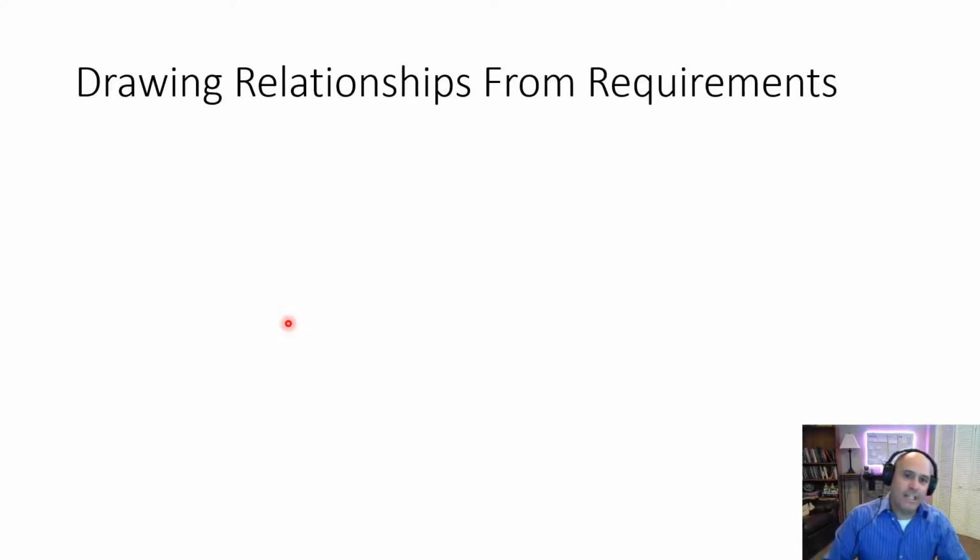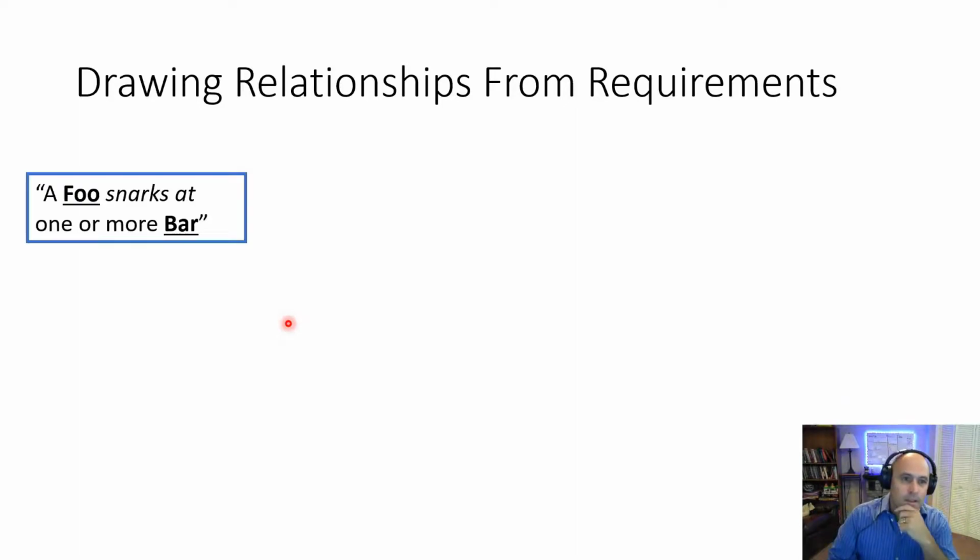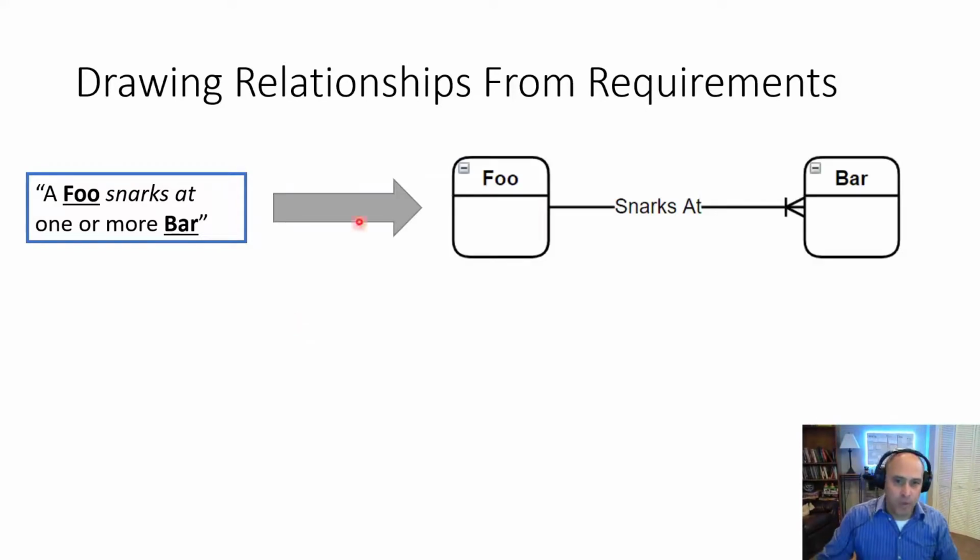So, drawing relationships from requirements. I've already said this about 4 or 5 times, and that's because it's tricky. This is the thing that trips a lot of new data modelers up, so it's deserving of our time. Let's suppose a foo snarks at 1 or more bar. You would initially represent this from left to right: foo snarks at 1 or more bar. Now you have to write the relationship in the other direction.